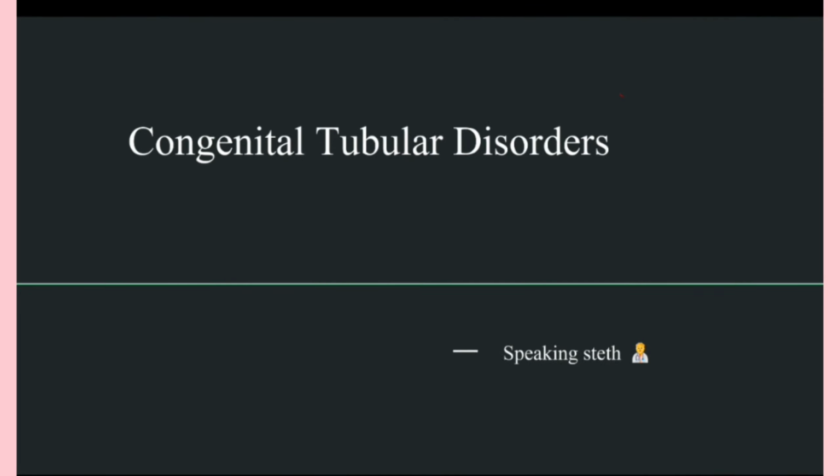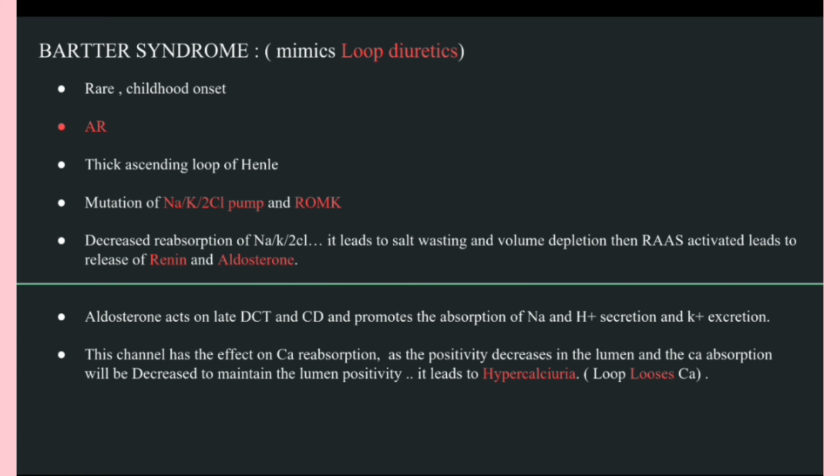Today we are going to discuss congenital tubular disorders. We mainly focus on Bartter syndrome, Gitelman syndrome, and Liddle syndrome. Bartter syndrome mimics loop diuretic usage. It is a rare disorder with autosomal recessive inheritance, and it is a mutation of the sodium potassium 2 chloride pump and the renal outer medullary potassium channel in the thick ascending loop of Henle.